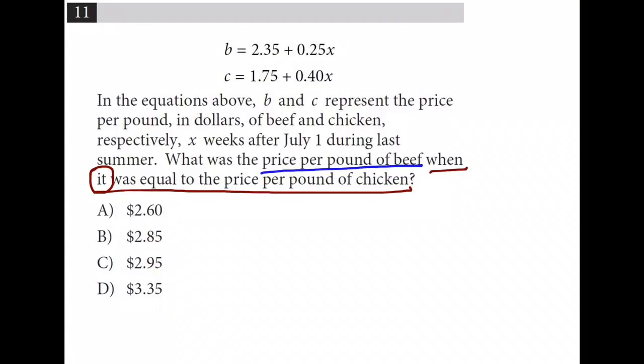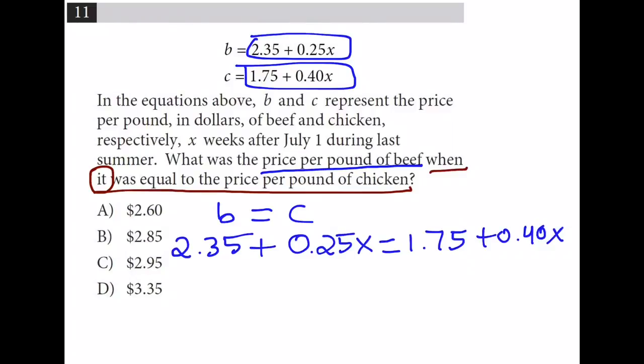So to substitute, we're going to start with b is equal to c, which is when it was equal to the price per pound of chicken, it being beef, and we're going to replace those with what b and c are equal to. This is the equation that we're going to solve for x. To do so, we're going to move all the x terms to one side and all of the numbers to the other side. It's a little bit confusing because we're dealing with decimals, and this is the no calculator version, but you should be okay.